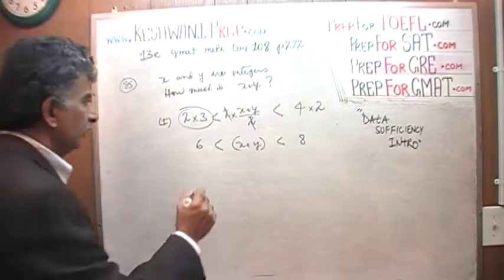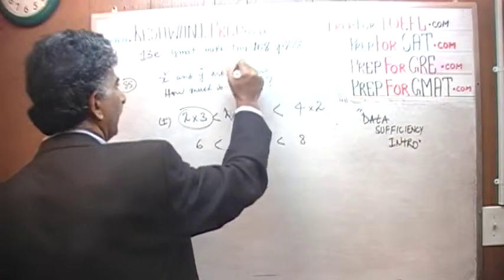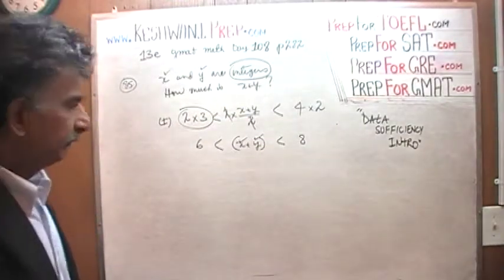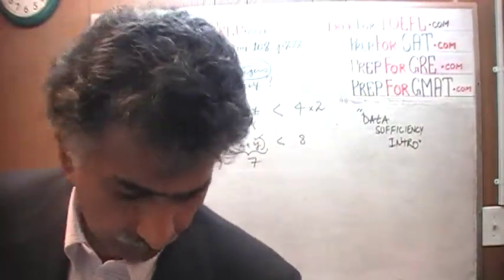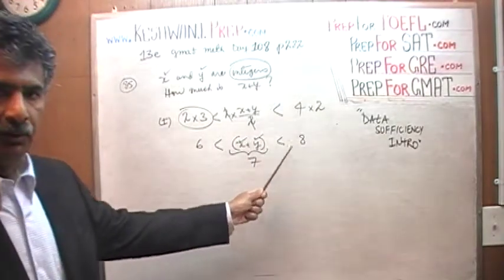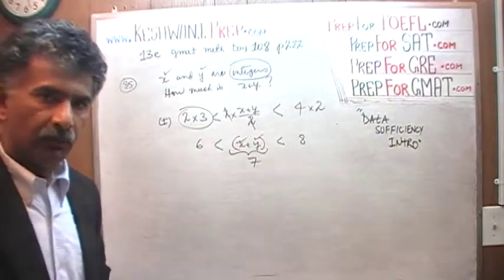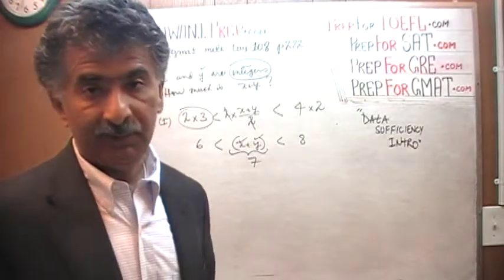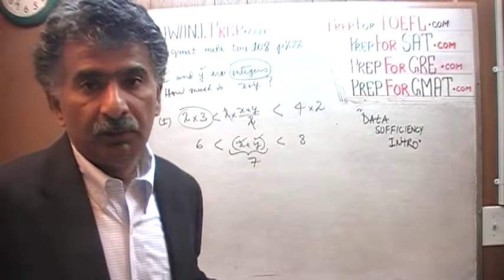Since both x and y are integers, they are whole numbers, therefore their sum must be 7. We know the sum of x and y is somewhere between 6 and 8, and we also know that their sum has to be a whole number. If it has to be a whole number and it falls between 6 and 8, there's only one possibility: it must be 7.